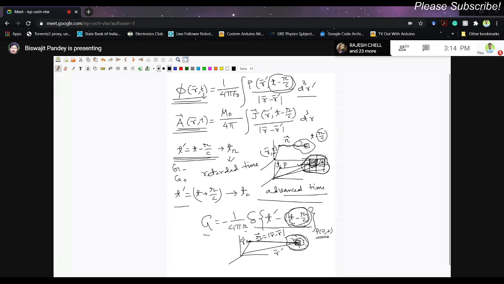The sources which are lying closer, the contribution is coming from a time which is closer. The information from this element takes a longer time to reach here than this element, right? So when you integrate it, it is not so simple. That's why dealing with moving charge is complicated, because if you consider one charge is moving, we shall discuss about that.